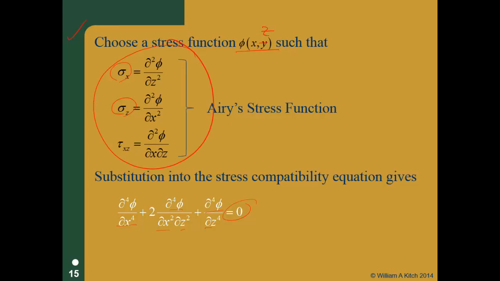And what have I applied? I applied compatibility of the strain, and I assumed that it was linear elastic, so I got the stress compatibility equation, and then I applied equilibrium. That's all I've done. So really, the only assumptions I've made so far are that it is in plane strain, which we pointed out, and that it's linear elastic. Those are the only assumptions I've made. I should say that Buzinesk made.